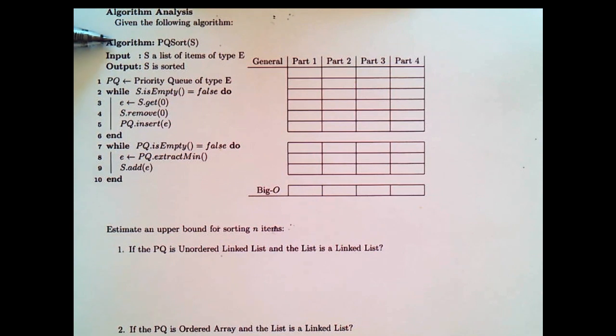Okay, talking through the algorithm. So we define the algorithm. It's a PQ sort algorithm. It's got a parameter called S. The input S is a list of items of type E, and the output is S as it's sorted. And now we've got the main body of the algorithm.